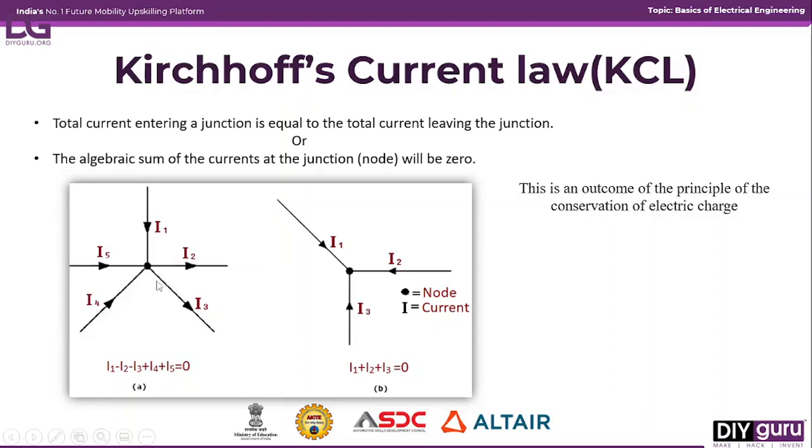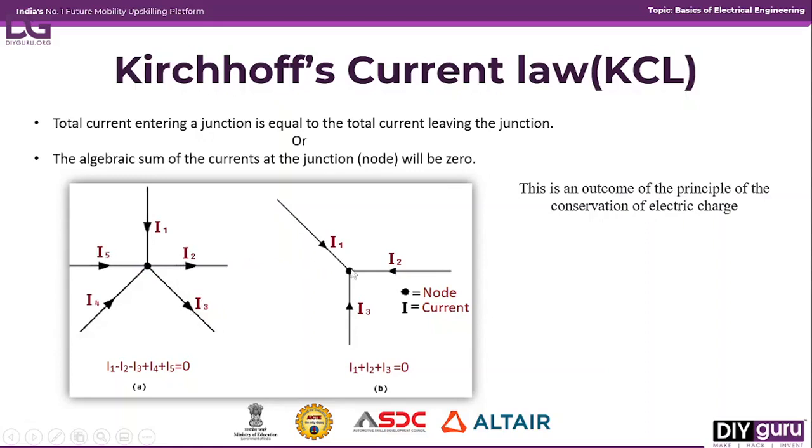Here in this figure you can see this is a node. Here we have 5 currents. I1, I5, I4, these 3 currents are entering the node, whereas I2 and I3 are leaving the node. So simply we can write I1 + I5 + I4 = I2 + I3. Or else we can write the same equation as an algebraic sum, that is all the entering currents: I1 + I4 + I5 - I2 - I3 = 0. So both are the same only.